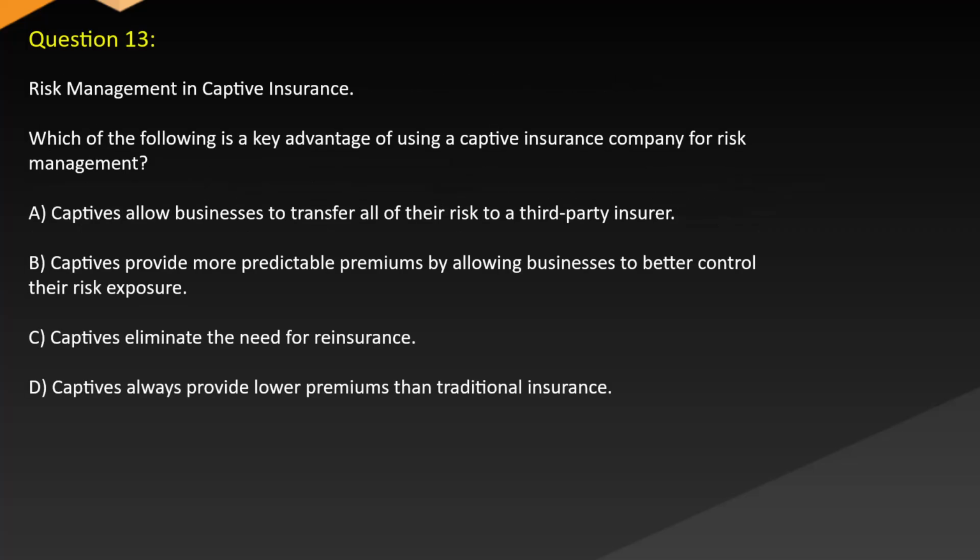Question 13. Risk management in captive insurance. Which of the following is a key advantage of using a captive insurance company for risk management? A. Captives allow businesses to transfer all of their risk to a third-party insurer. B. Captives provide more predictable premiums by allowing businesses to better control their risk exposure. C. Captives eliminate the need for reinsurance. D. Captives always provide lower premiums than traditional insurance.